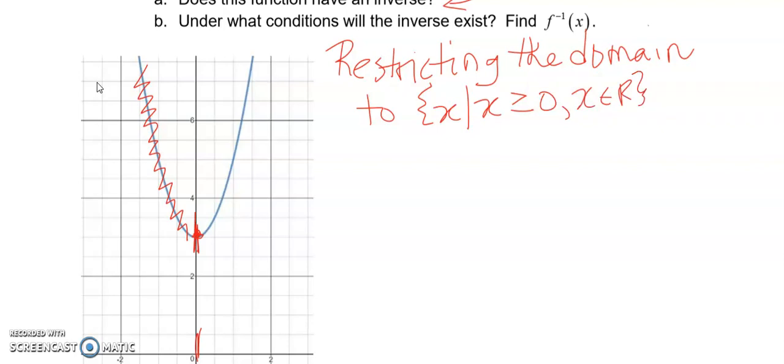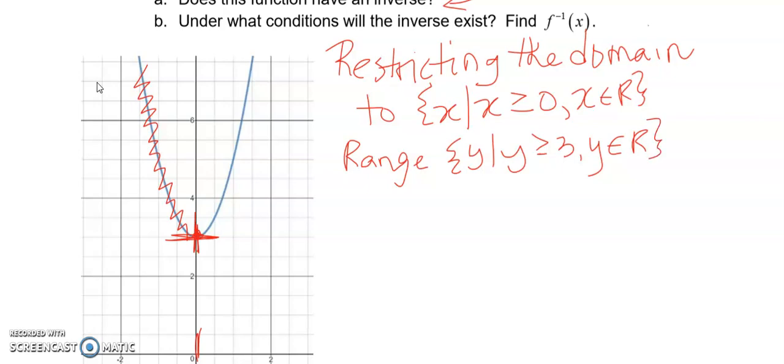Now, also, I'd like you to write down what the range is. And you might be asking, why would I want to write down the range? Well, there's a reason for that. Watch this. Y such that, if you look at the Y values, the lowest it gets is 3 and above. So that would be greater than or equal to 3. Y belongs to the real numbers.